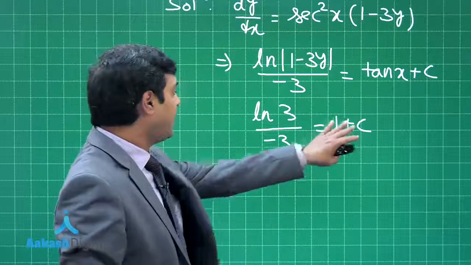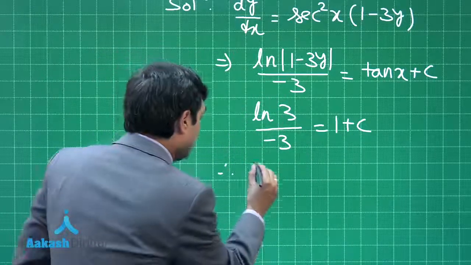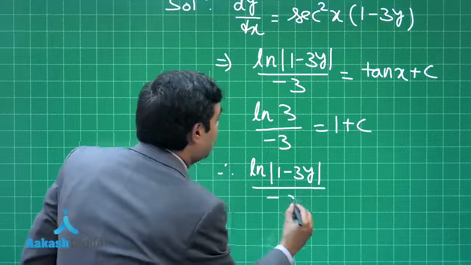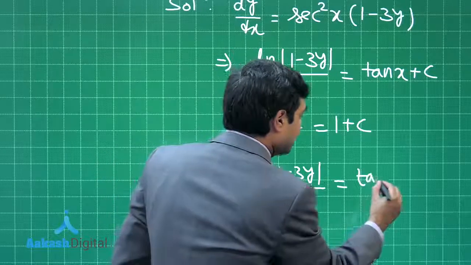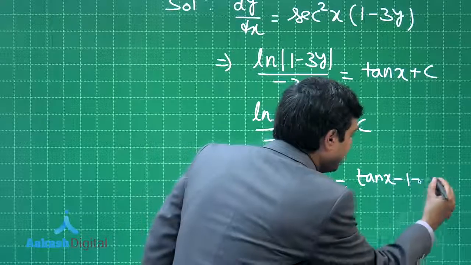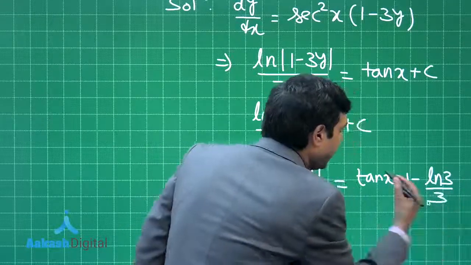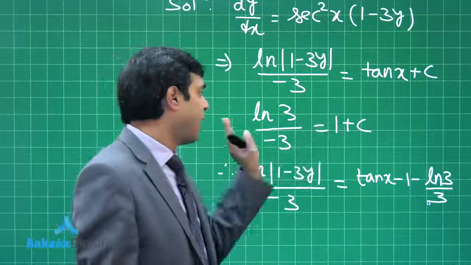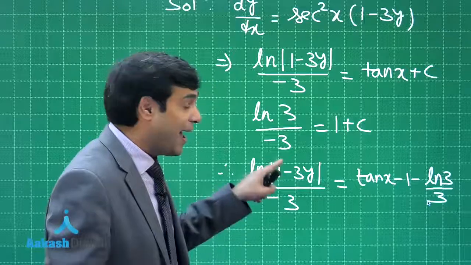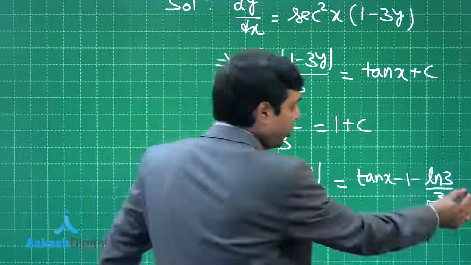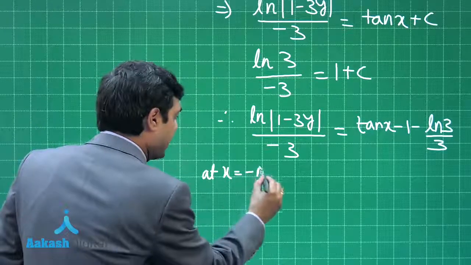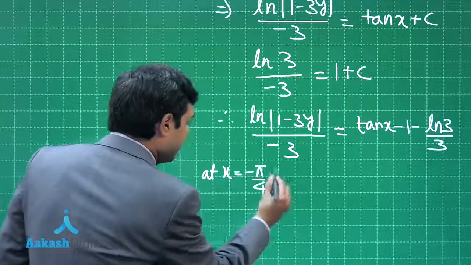Therefore, when you find the value of c and put it back, you have log mod 1 minus 3y divided by minus 3 is equal to tan x plus c was there, and what is c? c is minus 1 minus log 3 divided by 3. So this point is clear. c is minus 1 minus log 3 by 3. Correct? Now you need the value at x equals minus pi by 4. Now put the value here at x equals minus pi by 4. Let's see what is the result.